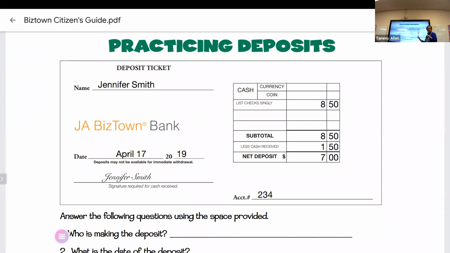Your account number. You're going to create your own account number for this. Okay? And we'll do that in a minute. All right? Again, the only reason you sign here is if you're going to be getting cash back. Okay? Otherwise, you don't sign it. Any questions on the deposit slip? Okay? All right.